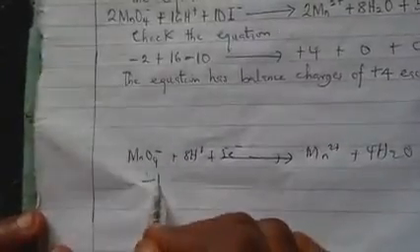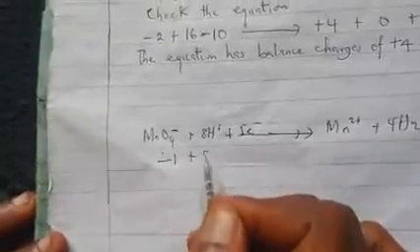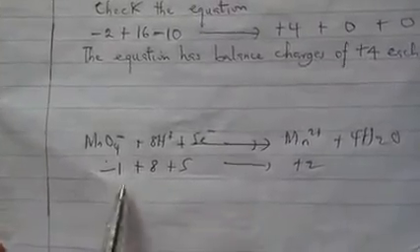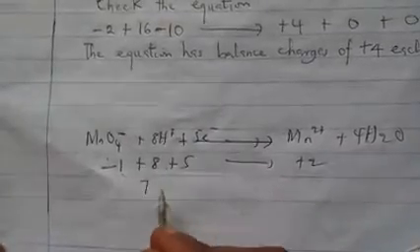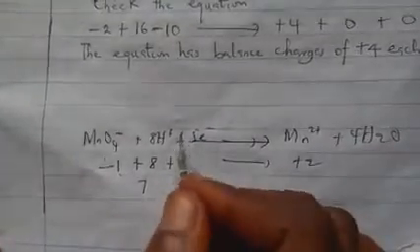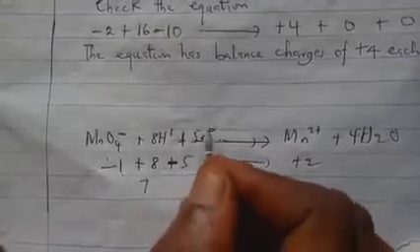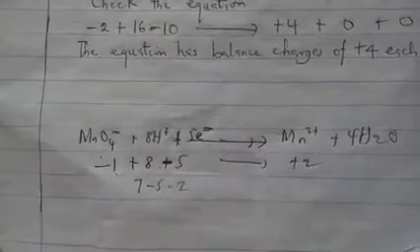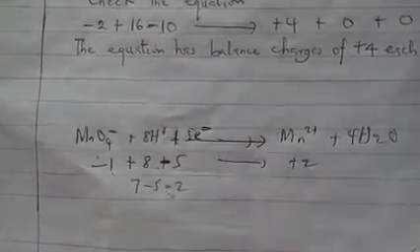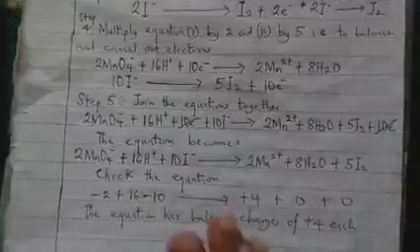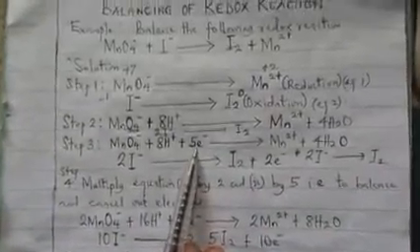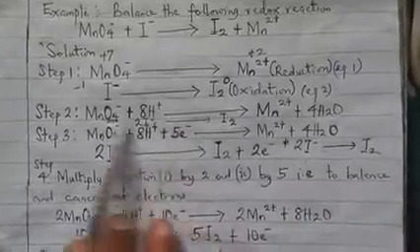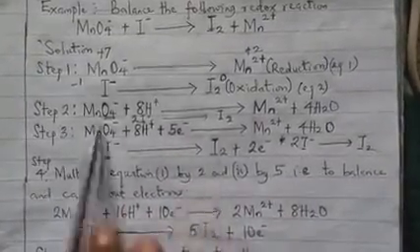If you look at it, this one is minus 1 plus 8 plus 5, and this one is plus 2. That means minus 1 plus 8 is 7. This one should be minus 5 because of these 5 electrons, plus times minus is minus, so it's going to be 7 minus 5, which is 2. That means you have a balanced charge of plus 2 at each side. That is why you see 5 electrons here. So plus 5 electrons is the one that we added to make sure that our redox equation is balanced.